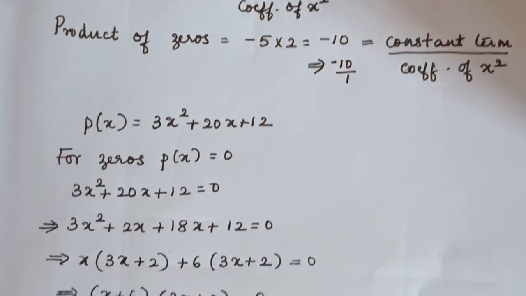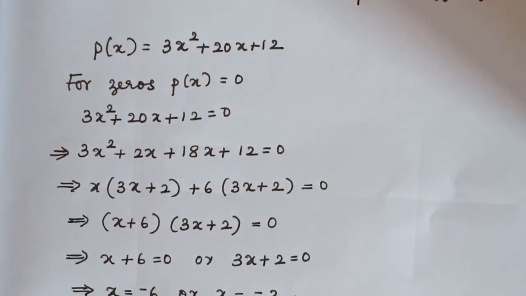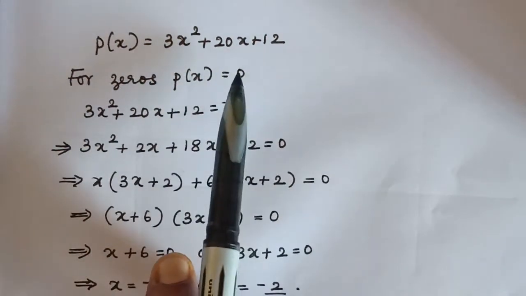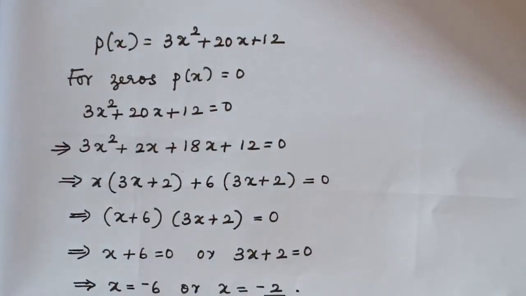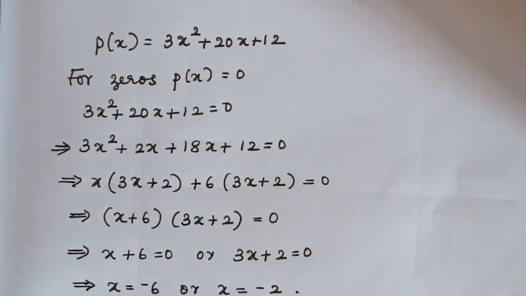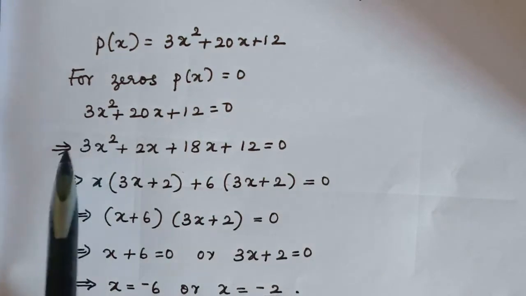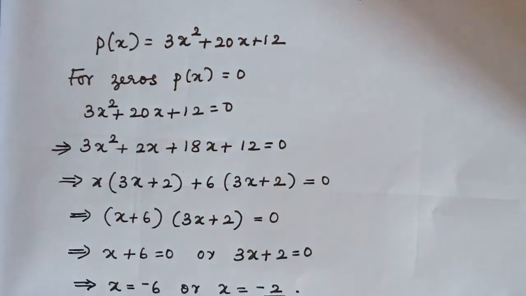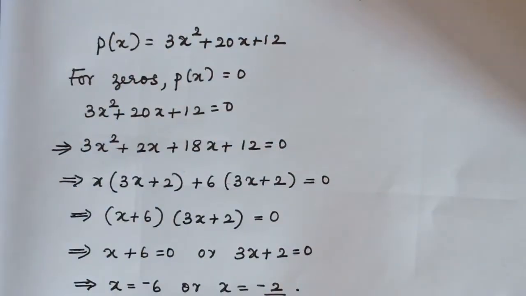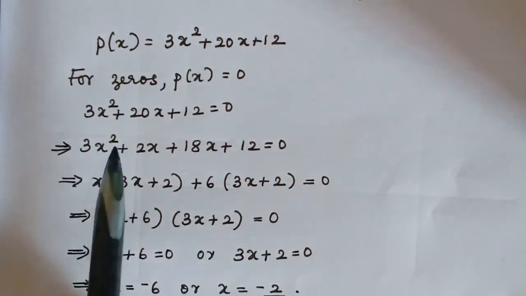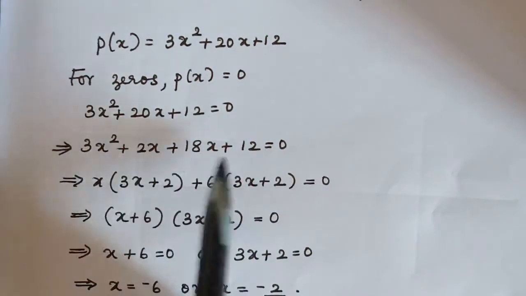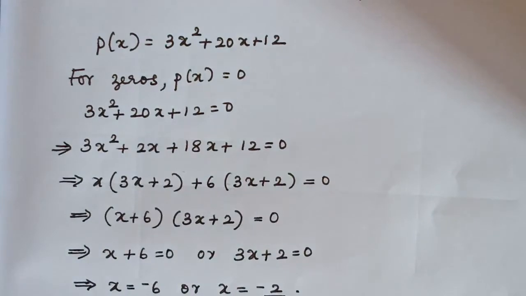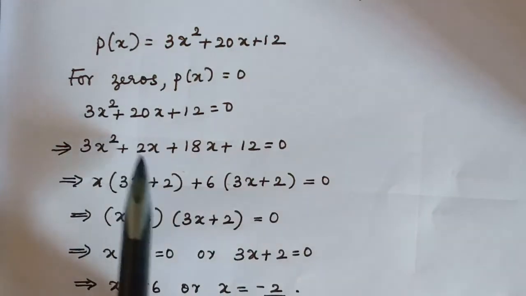Here we have another polynomial, that is p of x is equal to 3x squared plus 20x plus 12. Same way we will find the zeros of this polynomial. For zeros, what we have to do? p of x is equal to 0. We will split the middle term. When we split the middle term, we are getting it as 2 and 18. You know how to split the middle term.